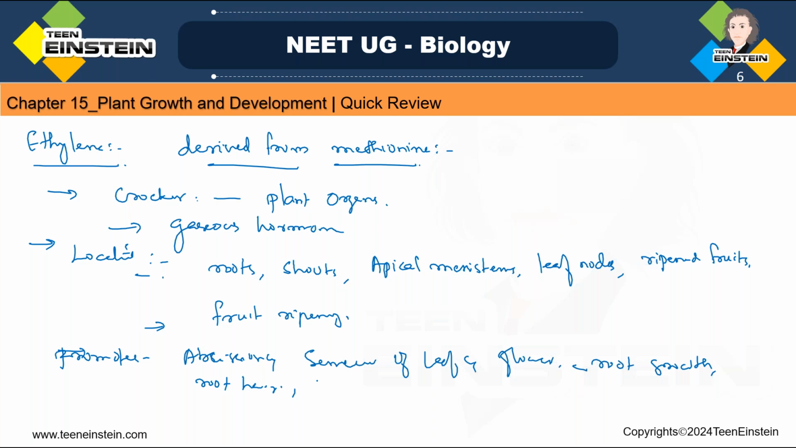Then germination in peanut seeds and sprouting of potato tubers, that is promoted by ethylene. Peanut seed, ethylene promotes germination in peanut seed. Then sprouting of potato tubers. Okay.